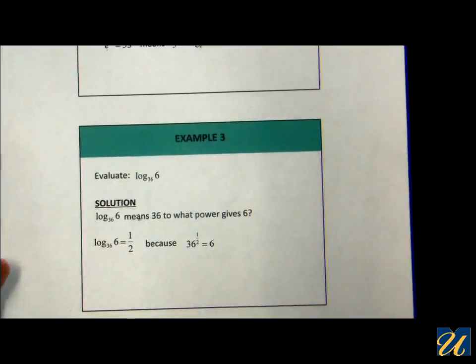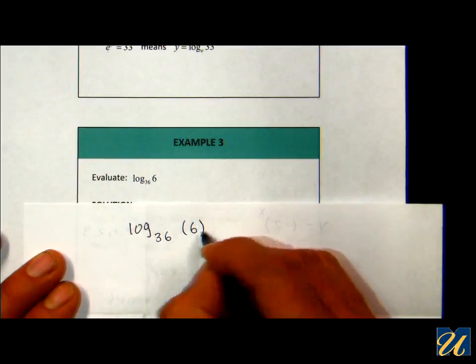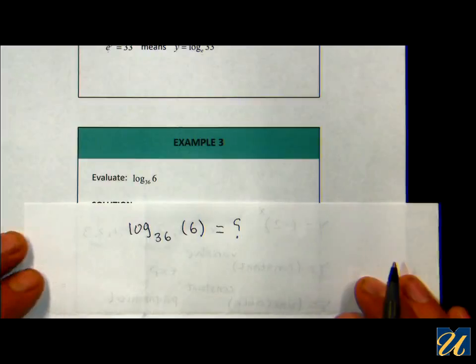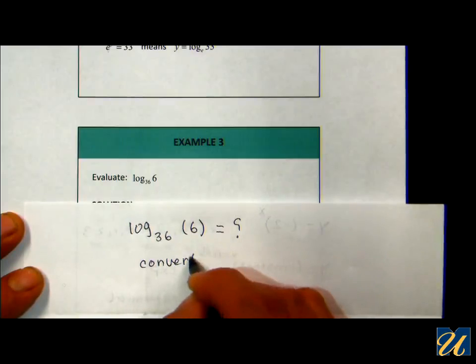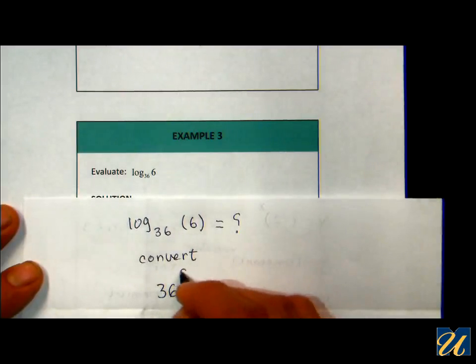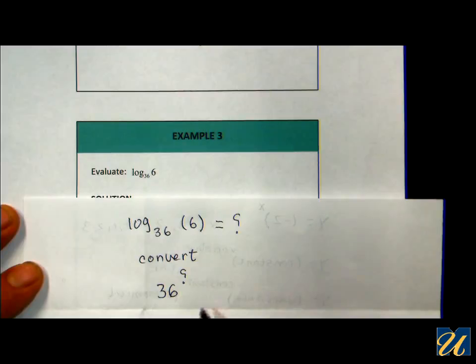Example 3. Evaluate log base 36 of 6. Okay, let's see. Log base 36 of the number 6. So this equals something, and we have to figure out what that means. So what we do is we convert to exponential form. So the base 36 to what power, because this is the exponent, it's what the logarithm is equal to, equals the number 6.